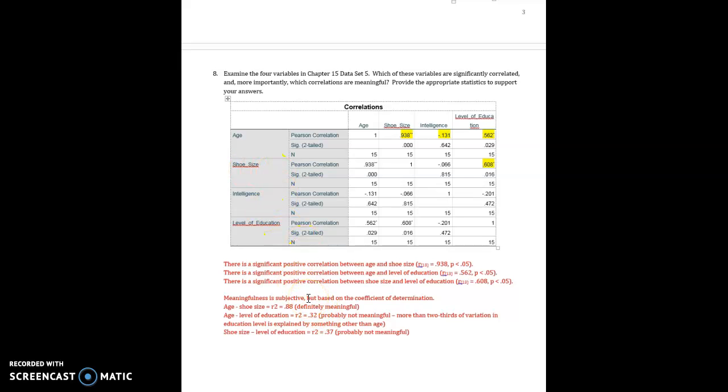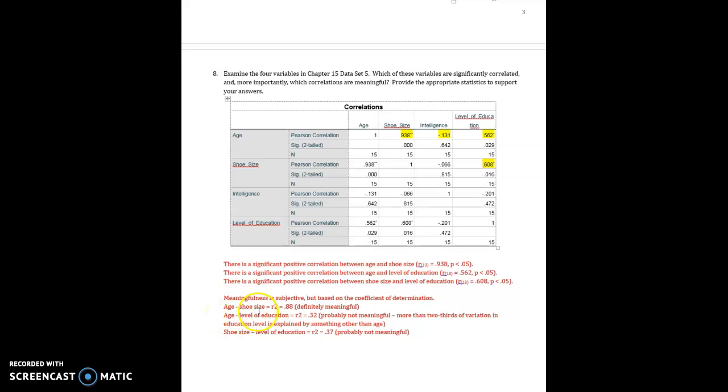The second part of this question then is on meaningfulness. Meaningfulness is very subjective, but using the coefficient of determination can be a good place to start. I would argue that the correlation between age and shoe size is definitely meaningful because our coefficient of determination is 0.88. That means 88% of the variation in shoe size can be attributed to age. That's a lot of it.